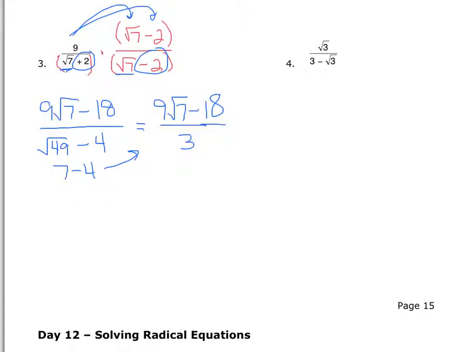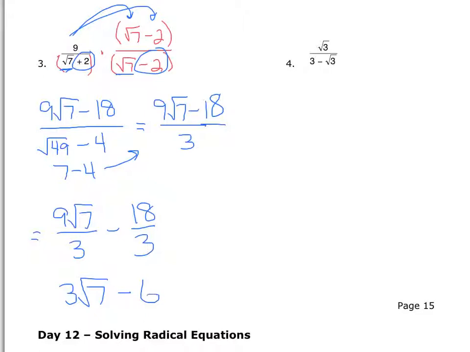And you might notice in this particular problem that the 9 and the 18 can both divide by 3. So I am going to split this one up into 9 radical 7 over 3 minus 18 over 3. And I can actually divide these out. So 9 divided by 3 is simply 3. So this is 3 radical 7 in the first part. And 18 divided by 3 will give me a 6. So 3 radical 7 minus 6 is the most simplified answer for this problem.